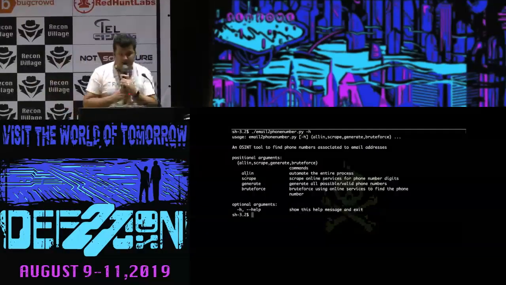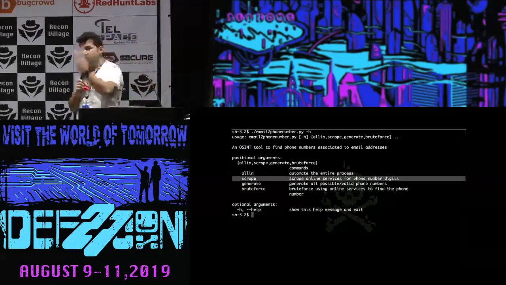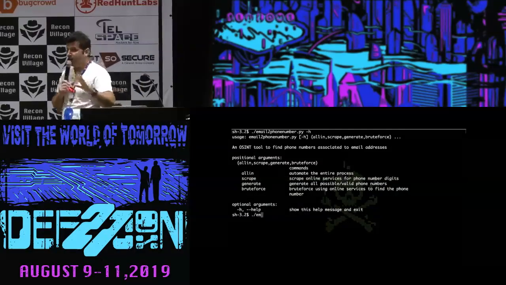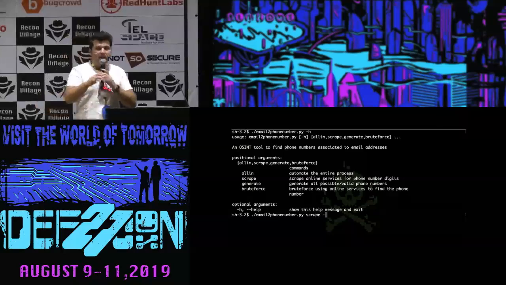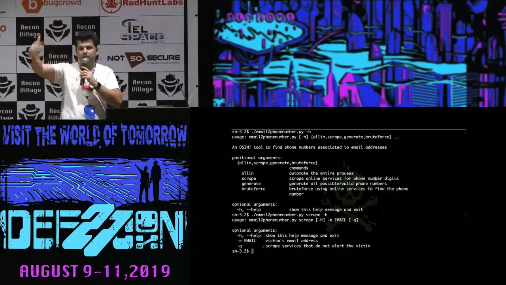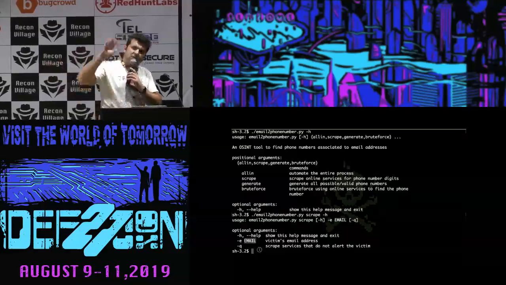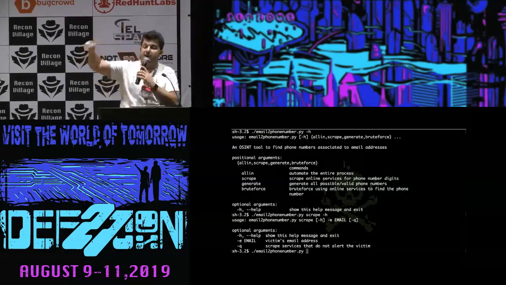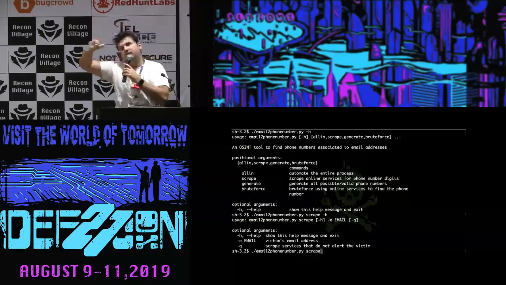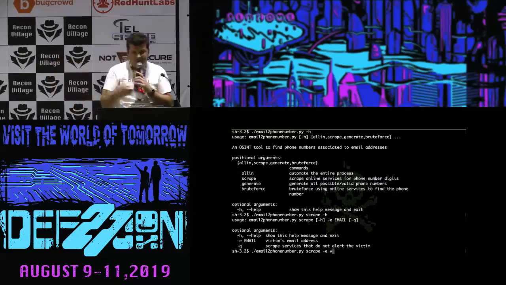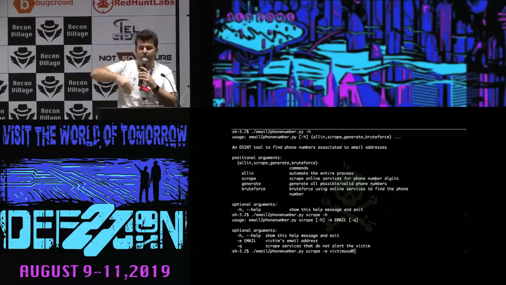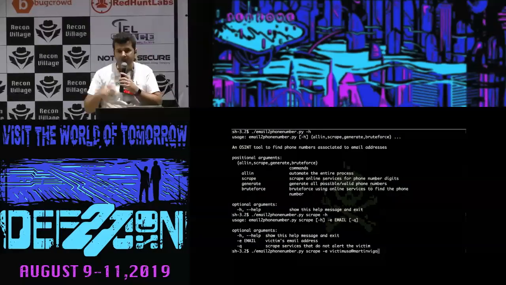That's why I was saying sit close. So we're going to use the scrape option, and all we're going to provide is an email address. For the demo, again, this is so you guys also contribute to the tool, it's just going to go to eBay and LastPass, because one gives me the first three and the other gives me the last four. The way it works is it writes a report for you with everything that it could find about it, right?